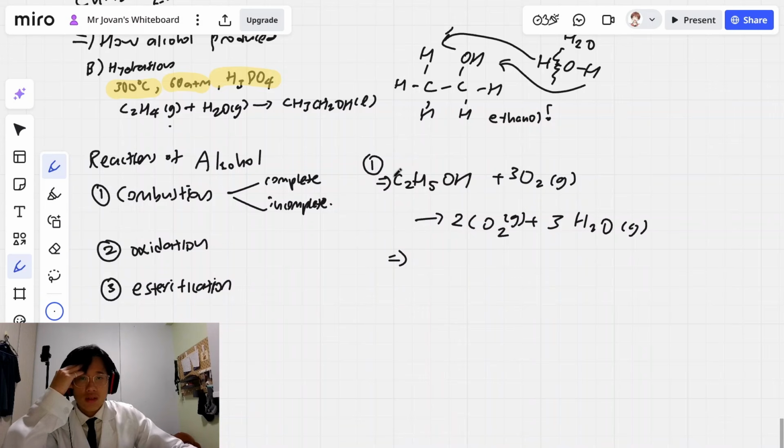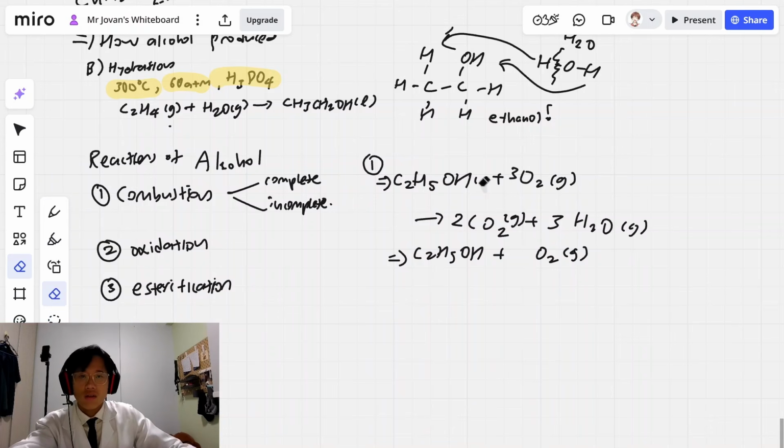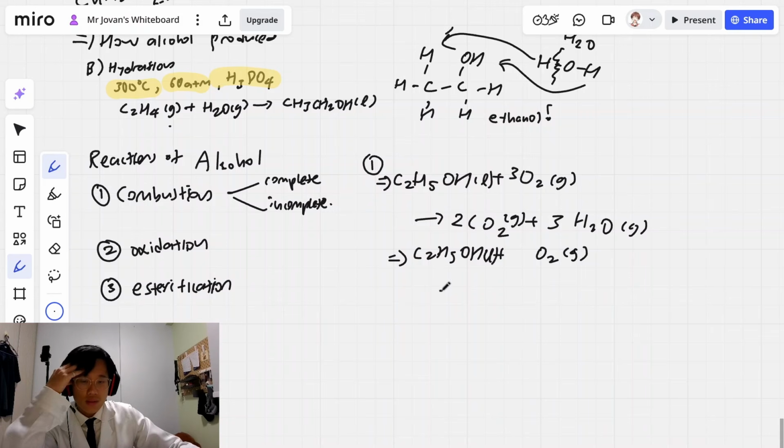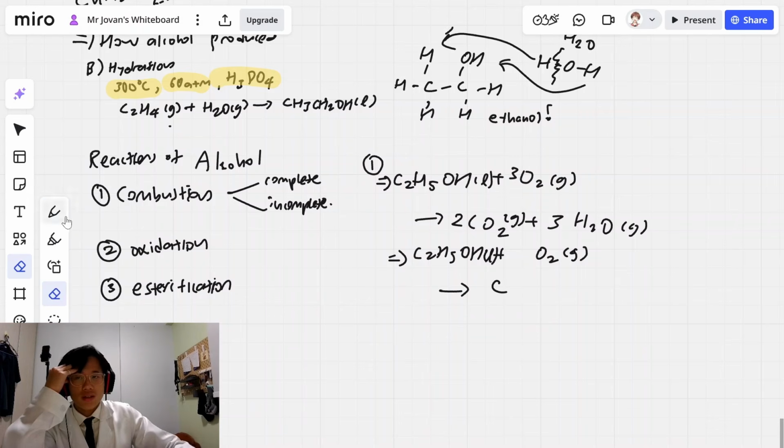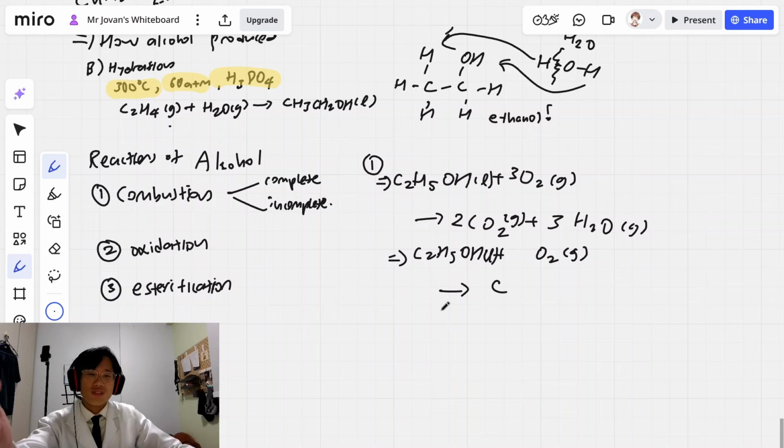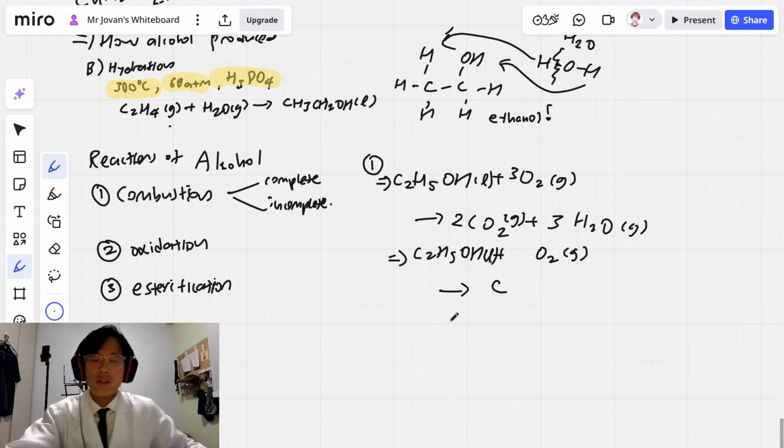Now, what happens if it's incomplete? For incomplete combustion, what are our products? Can you tell me again? Hold on, liquid. It's liquid. So what are the products again? Yeah, very good. It's either carbon or carbon monoxide. You're learning. Once you know combustion for one of them, you know for all of them already. All of them go through combustion. So simple, so obvious. When I say all of them, I mean all we learned so far.